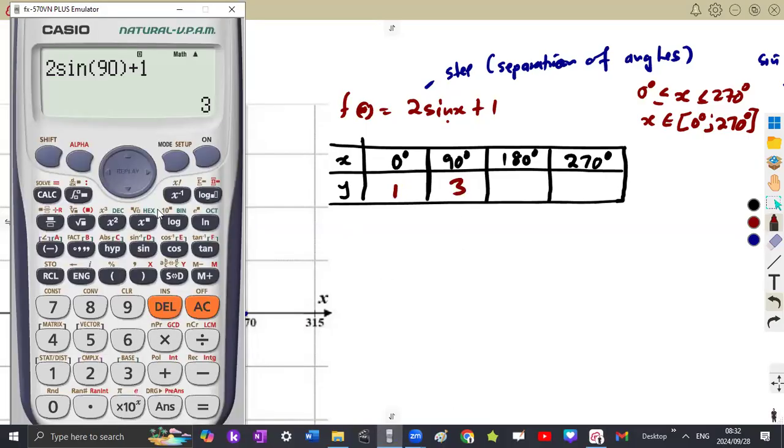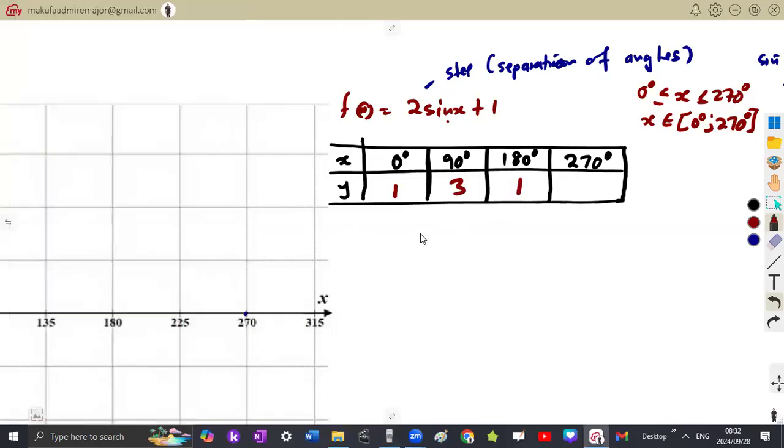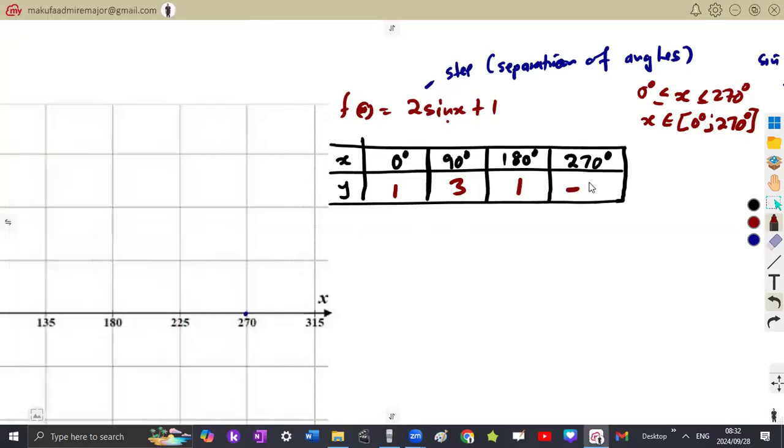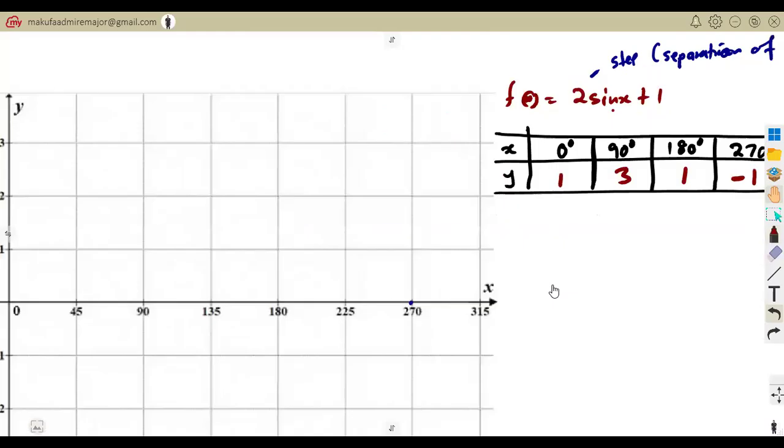You move on to another one, 180 degrees. You just substitute there, put 180 degrees. This was going to be 1. You move on to 270 degrees. You put 270 degrees. This was going to give us -1. These are the values that we are getting for the y values after substituting this x.